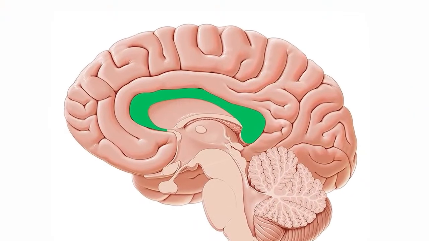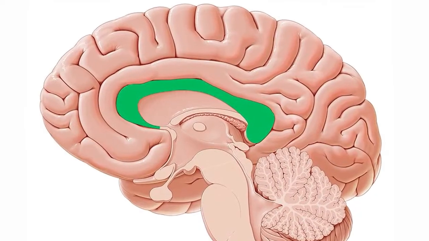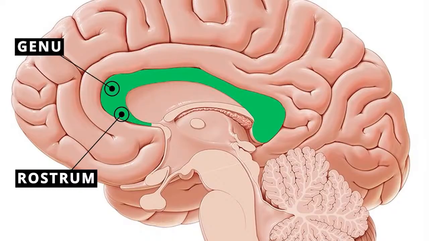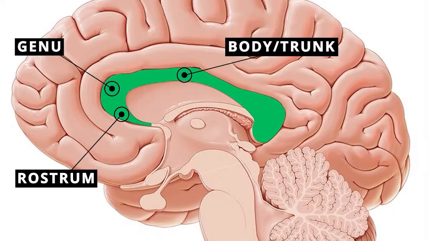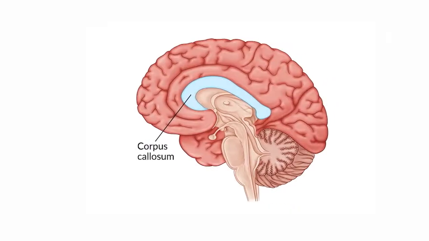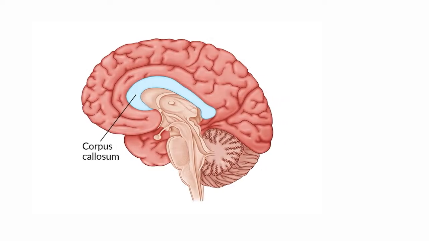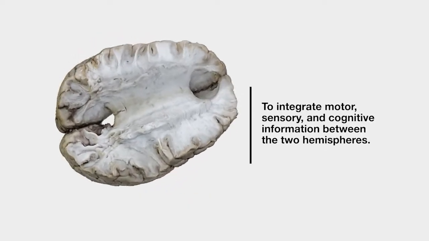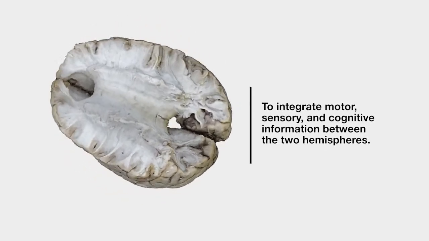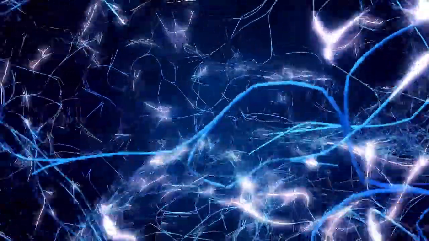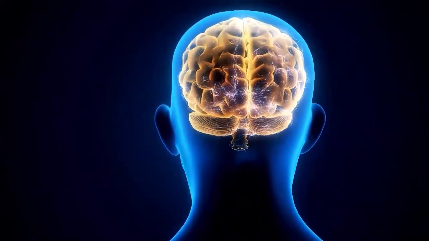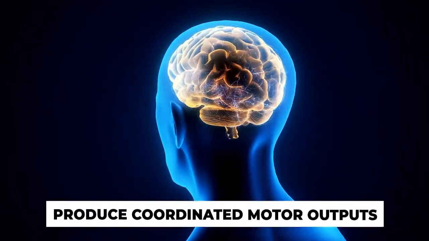The corpus callosum can be segmented into different regions based on its anterior to posterior orientation. Rostrum, genu, body or trunk, and splenium. Functions. Corpus callosum performs several functions, which include interhemispheric communication. Its primary role is to integrate motor, sensory, and cognitive information between the two hemispheres. For instance, sensory information received in one hemisphere can be shared with the opposite hemisphere to produce coordinated motor outputs.